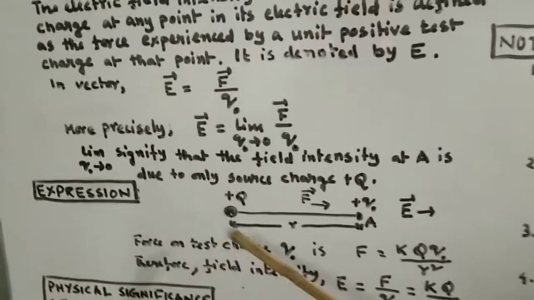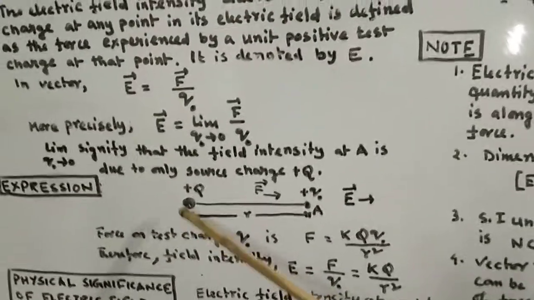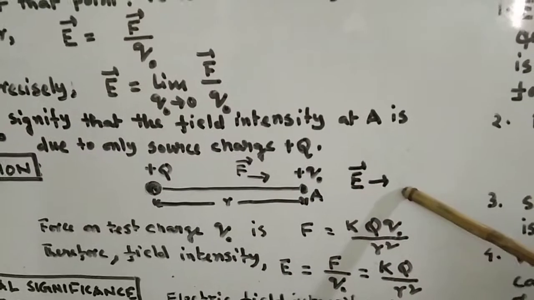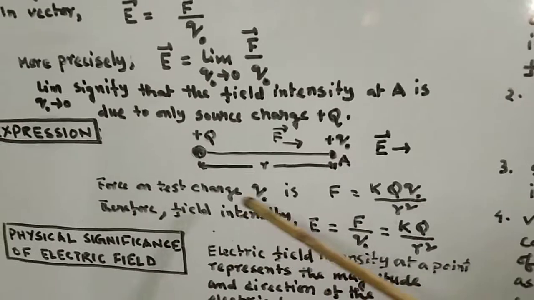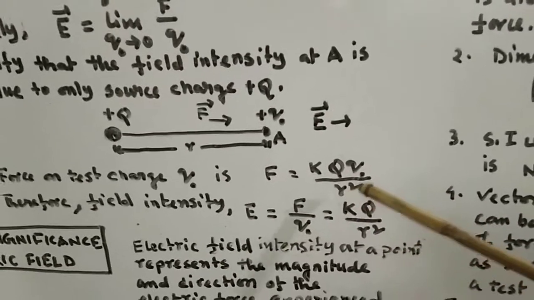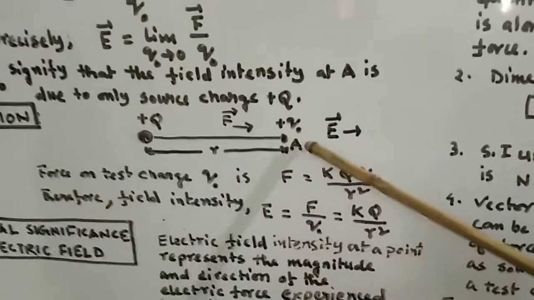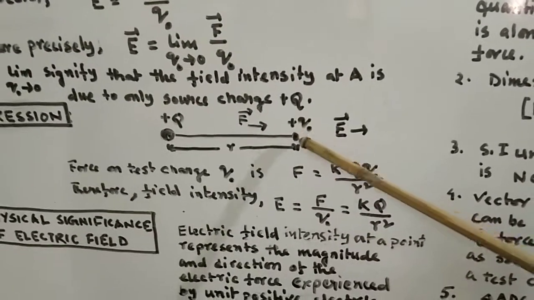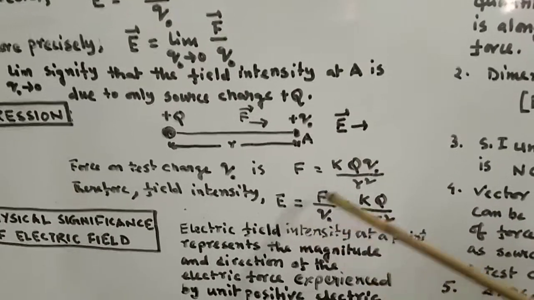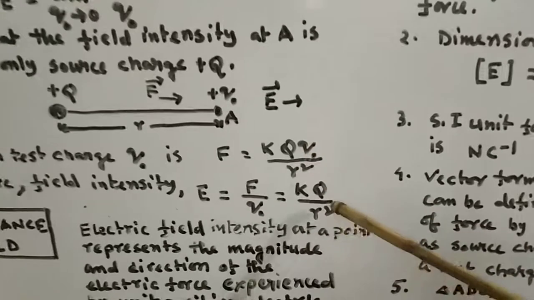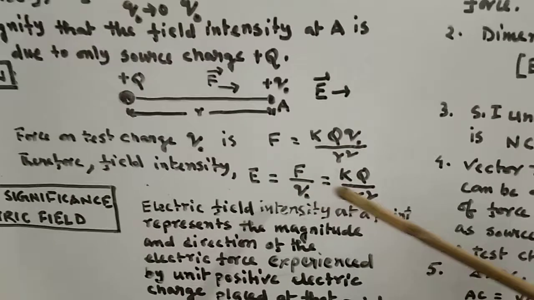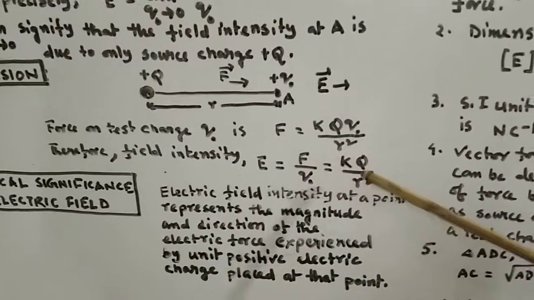Now let me go for the expression. This is your diagram, the previous diagram, same as this one. Source charge, test charge, distance is R, force is this one, field is this one. So if you apply Coulomb's law, you will get F equal to K Q Q naught by R square. If you are interested in defining the field intensity at A, what you have to do? You have to divide the force on the test charge by the test charge. So E is F by Q naught, which comes out to be KQ by R square. So this expression shows that field intensity is independent of the test charge. It depends only on the source charge.